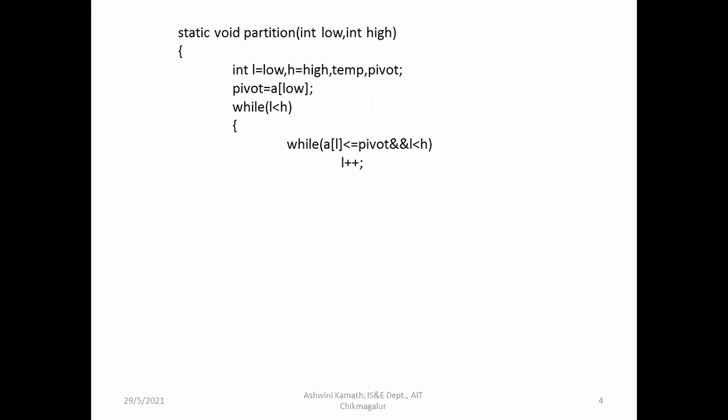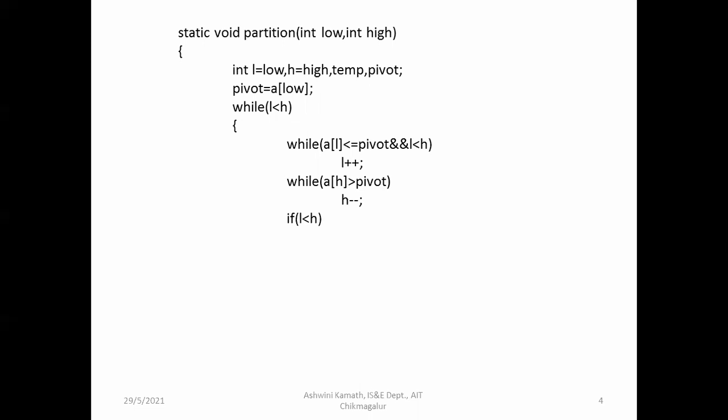Then the second condition is while A of H is greater than pivot. If it is greater than pivot, then decrement the value of H. If it is lesser than pivot, then stop. So the first condition, A of L less than or equal to pivot, will stop when you find the element greater than the pivot element. And A of H greater than pivot, this H minus minus, will stop when we find the element lesser than the pivot element.